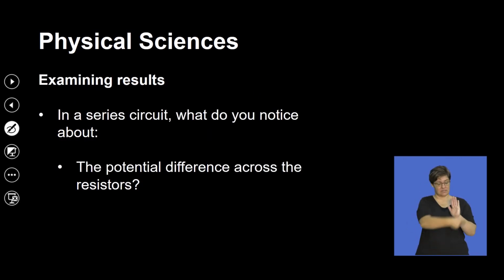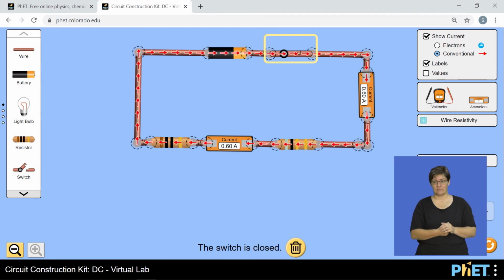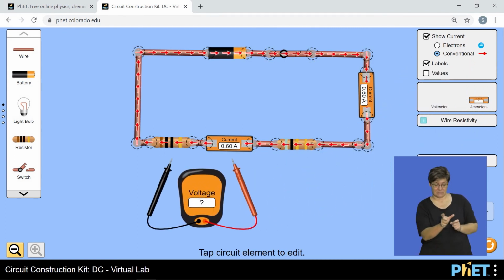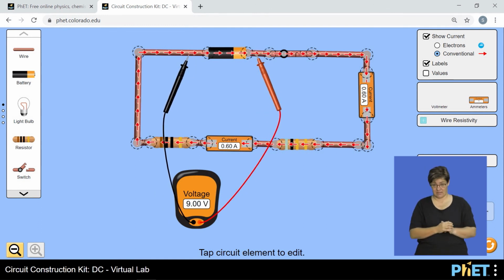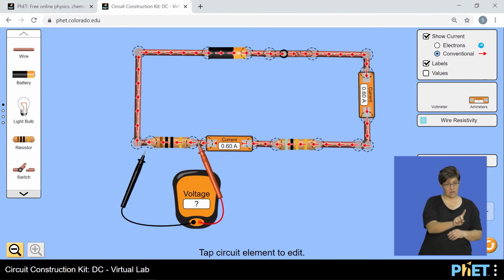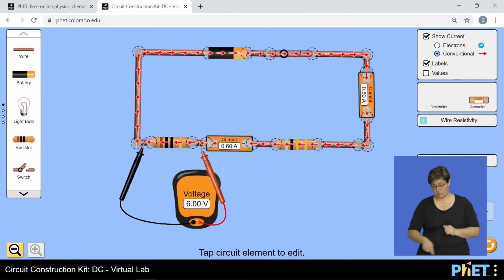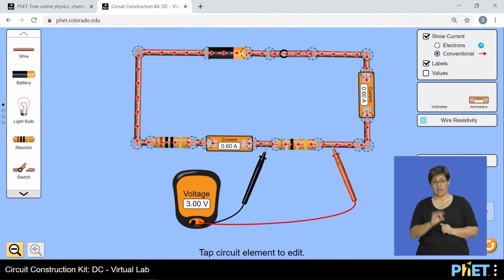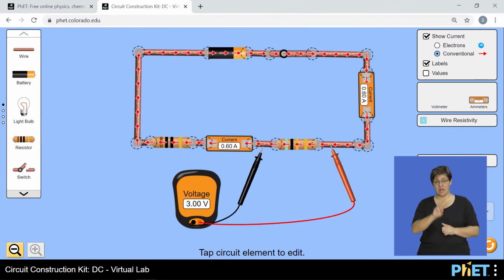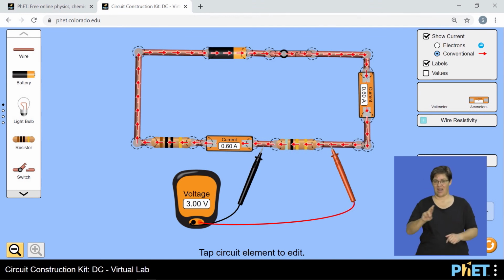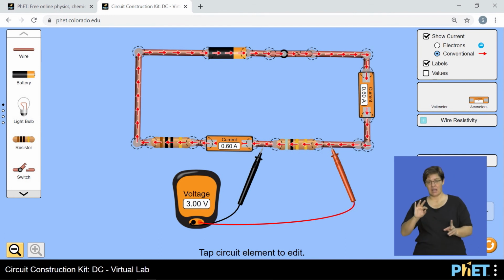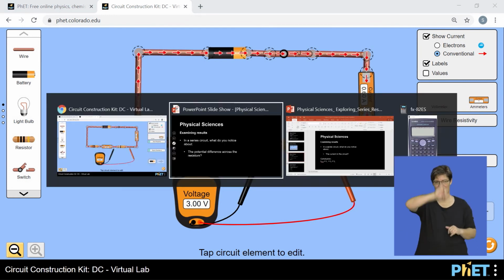In a series circuit, what do you notice about the potential difference across the resistors? Let's quickly go to our simulation and measure the potential difference across the resistors. To verify once again, our terminal potential difference is 9 volts. Voltage across R1 is 6 volts. Voltage across R2 is 3 volts. The 9 is split between R1 and R2. If you total the 3 plus 6, it gives you the terminal potential difference.